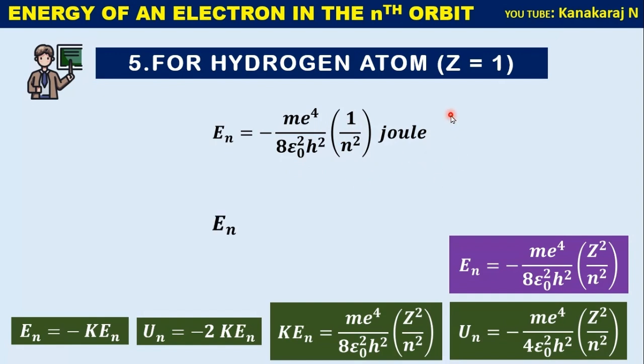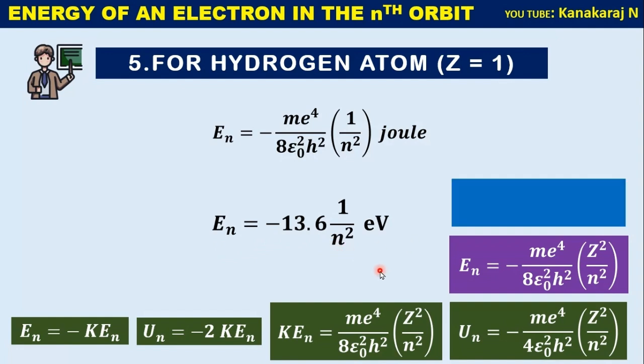En equals minus 13.6 multiply 1 upon n square electron volt. Here we substituted the values of m, e, epsilon naught, h, all the values, and converted from joule to electron volt. We get the formula En equals minus 13.6 divided by n square electron volt. This is a very important formula in solving problems.